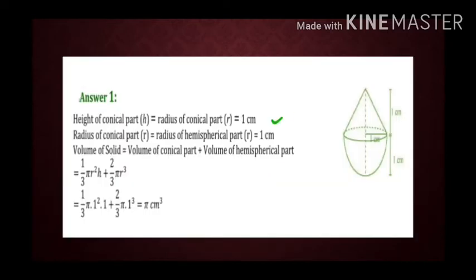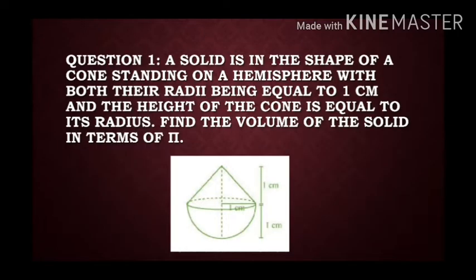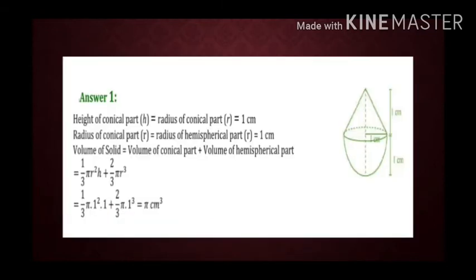All the data are given here. Volume of solid is equal to volume of conical part plus volume of hemispherical part. For the volume of the conical part, the formula is 1 by 3 pi r square h, and the formula for the volume of a hemisphere is equal to 2 by 3 pi r cube. Now, you have to find the value in terms of pi. It is given in the question. That is why you will not put any value in place of pi.